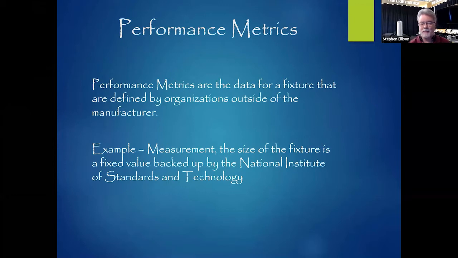These metrics are defined by organizations outside of the manufacturer that's making the fixture. So your IES files, things like that. An example is measurement. You know, straight standard thing. How big is it? So that's a very fixed value. The National Institute of Standards and Technologies actually publishes and maintains how big something is. In the United States, we deal with inches. Everybody else in the world deals with millimeters. But there are precise measurements, so we can't change that. That's a performance metric that the manufacturer has no option but to give you the real thing, because you can check it. Your tape measure is just as good as theirs.